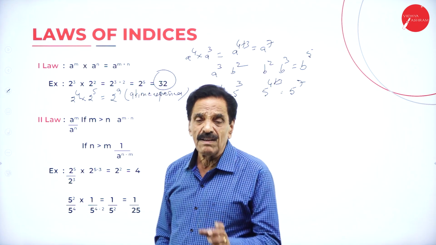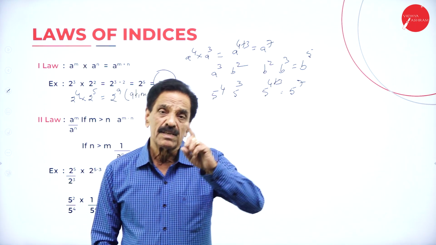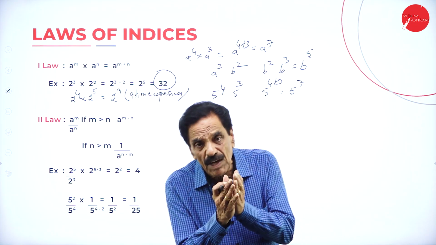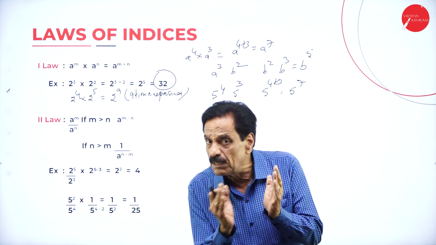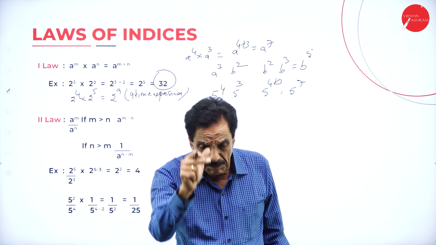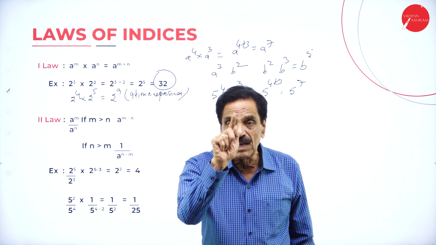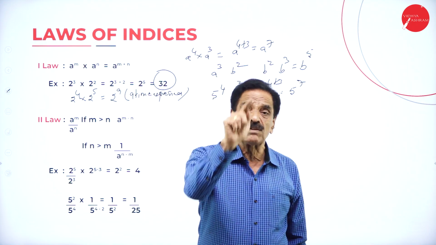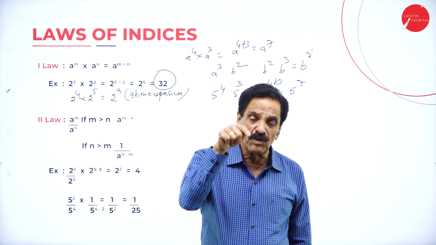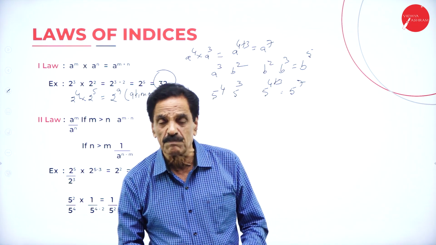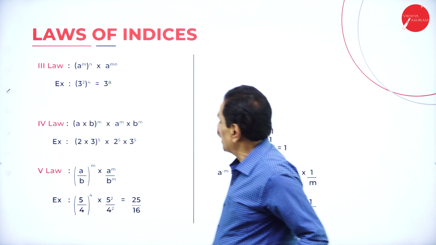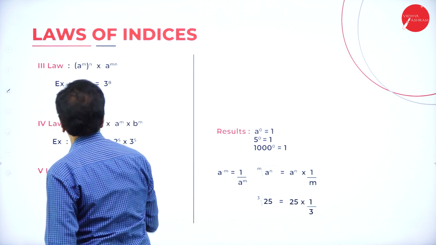So what is the first law? a to the power of m times a to the power of n is equal to a to the power of m plus n. When we have a common base, exponents can be added. What does the second law say? a to the power of m divided by a to the power of n: if m is greater than n, a to the power of m minus n; when n is greater than m, 1 over a to the power of n minus m. That is the second law. Then the third law, a to the power of m, to the power of n.